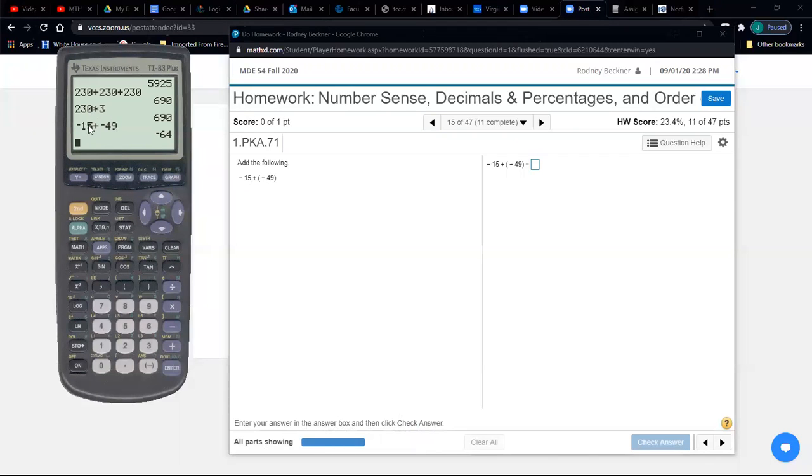So these were the same sign, negative, negative. So add the numbers, 15 plus 49 is 64. And then I keep the sign of the original, -64. It's correct. I'm going to skip the checking of it.